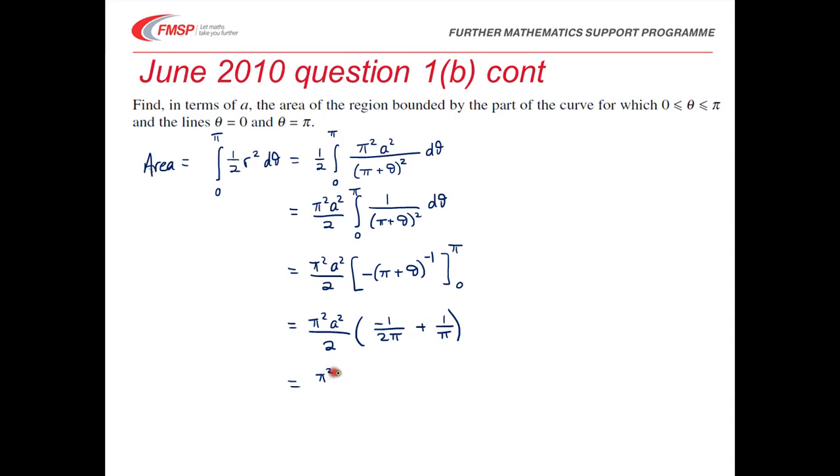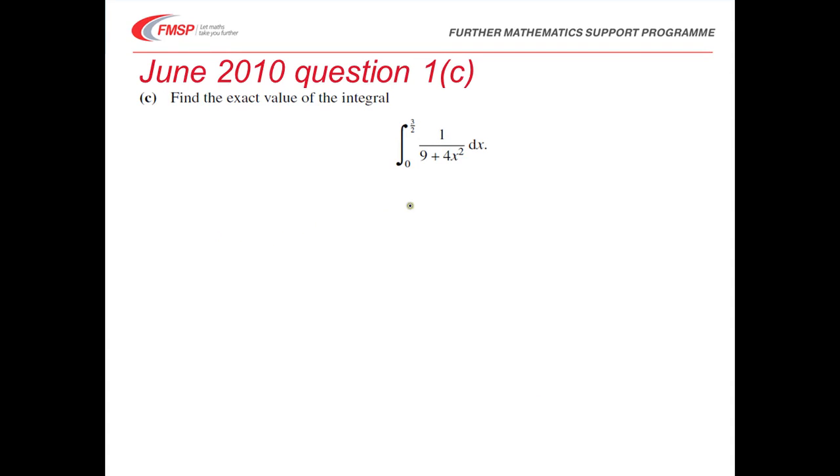So pi squared a squared over 2 multiplied by 1 over 2 pi, which is pi squared a squared over 4 pi, or pi a squared over 4.